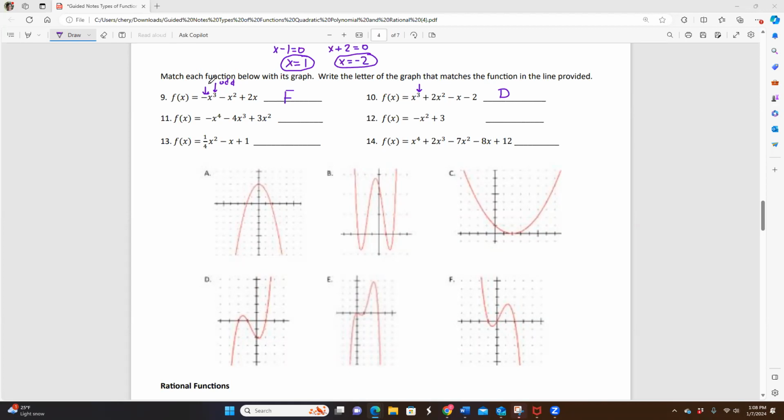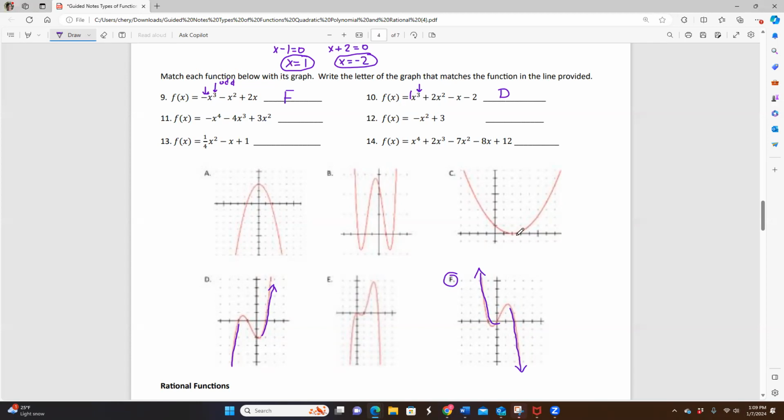So it's a decreasing function mostly with the ends going in opposite directions, so that's got to be f, where we have a curve that mostly is decreasing and the ends go in opposite directions. On 10, similar once again, we have an odd degree function, so the ends go in opposite direction, but a positive lead coefficient, so it's mostly going to be increasing. So that's got to be this one. The ends go in opposite direction. Mostly it's an increasing function, so that is D.